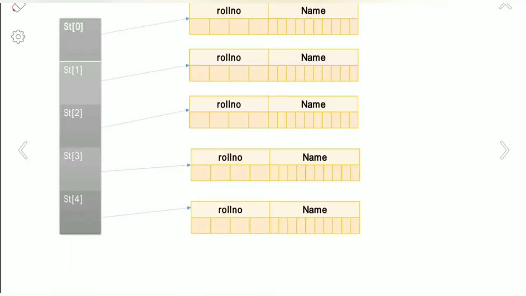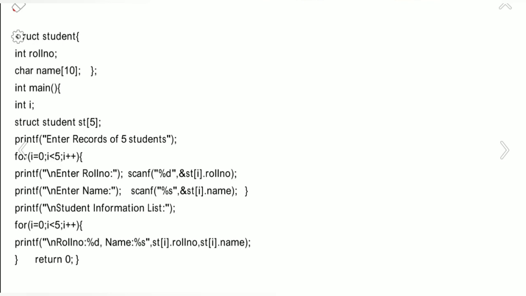This is the pictorial manner of how the records of 5 students will be stored in memory. We know that in an array of structures, in each and every location in the array we are going to store a structure. So st of 0 is the record of the first student. It will store the roll number and name of the first student. The roll number is of integer type, so it takes 4 bytes of memory, and the name is 10 bytes. So the name is 10 bytes in length and the roll number 4 bytes, so totally 14 bytes are needed here.